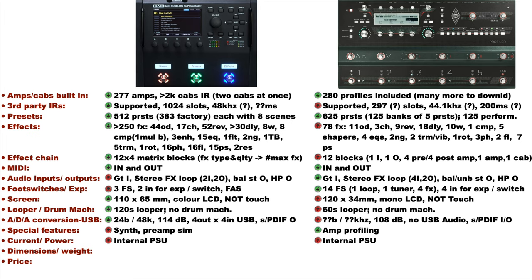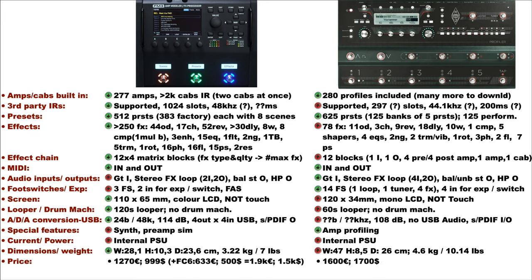As regards dimension and weight, obviously the FM3 is smaller and lighter, considering that it has only 3 foot switches. As regards the price, well, the FM3 is cheaper, but adding an FC6 and so having something similar to the Kemper Stage in terms of foot switches, you are gonna spend more in euro and a similar amount of money in dollars. Here I would put a thumbs down to both the units as they are pretty pricey units.